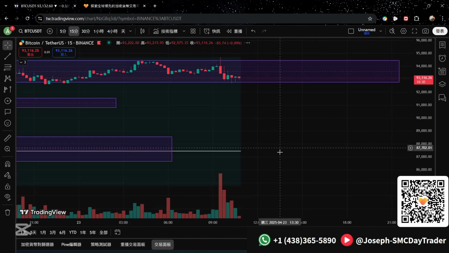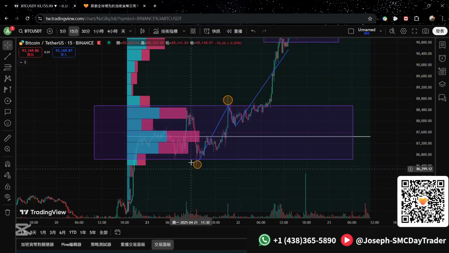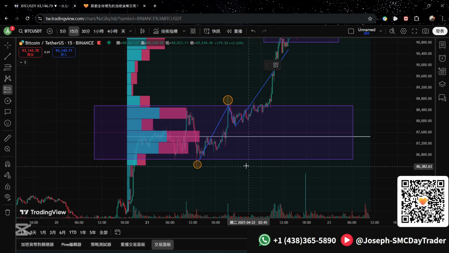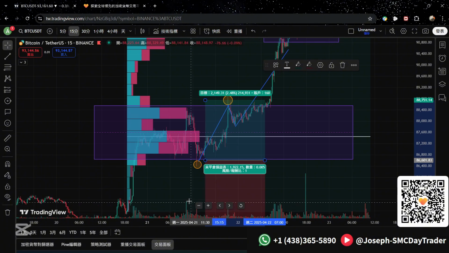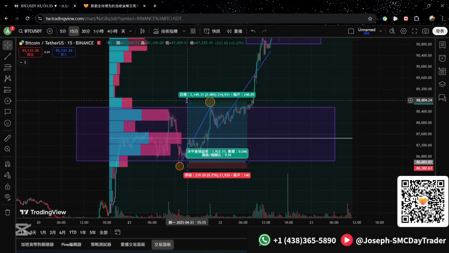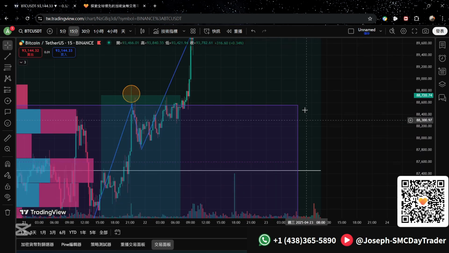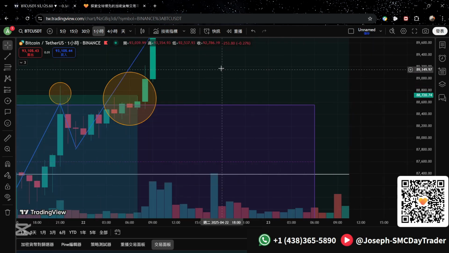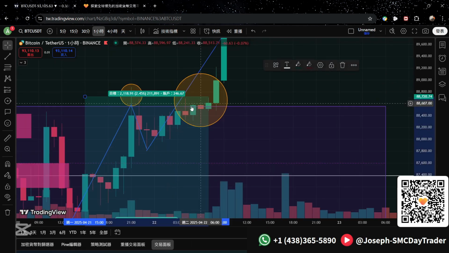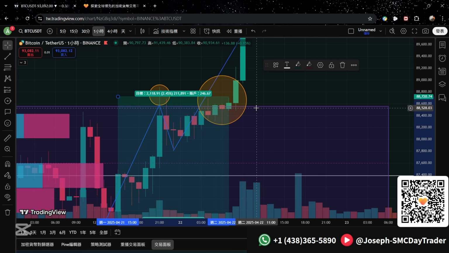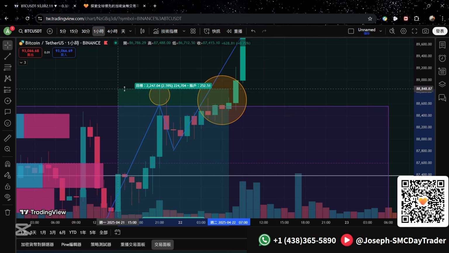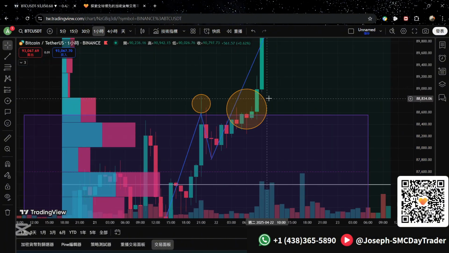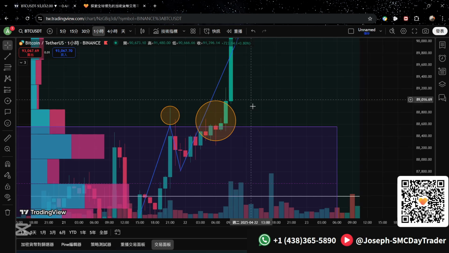So we only do one thing: wait for the price to hit the lower point and grab the liquidity. After that, we go long, put our stop loss here and target the high point. Once we see the breakout here on the 1 hour chart, or you can use the 15-minute chart, but the 1 hour chart is more stable. It will give you less fake information.